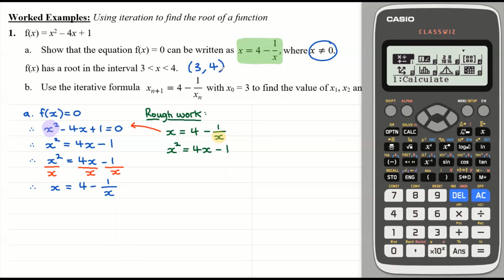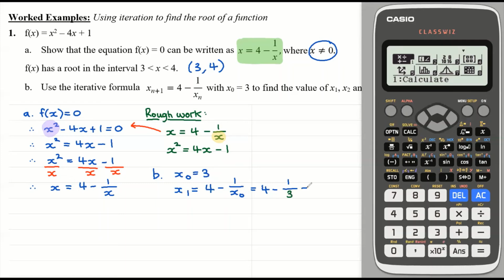Okay, so for part B, we've got the iterative formula. We've got our x0. Okay, so x0 is 3. That's given to us. Now, to generate x1, we simply use the previous term. So it's going to be 4 subtract 1 over x0, which is the same as 4 subtract 1 over the 3 that was given to us, all provided for us in the question.